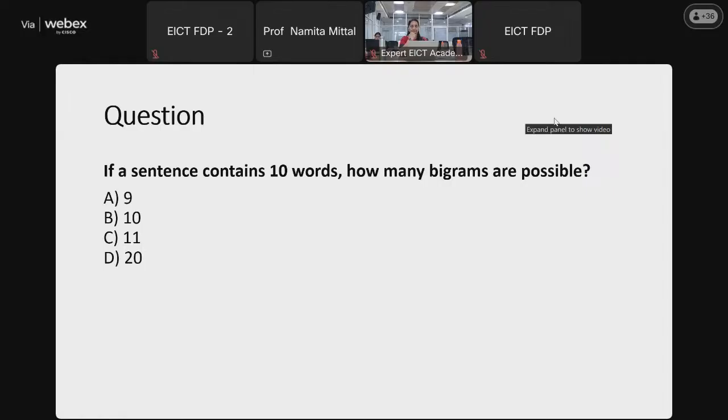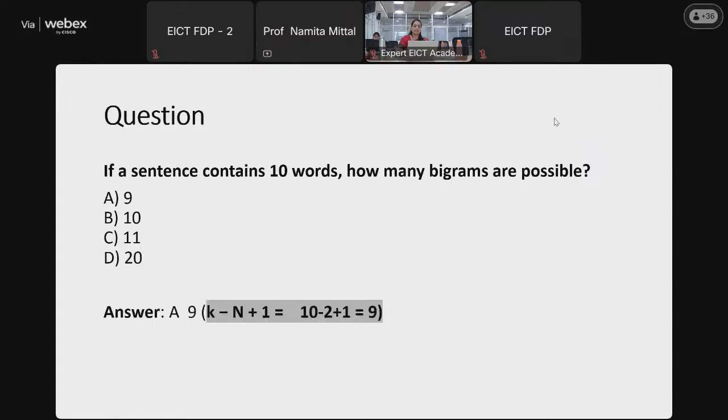Next question. If a sentence contains 10 words, how many bigrams are possible? Again, the formula is k minus n plus 1. What is k? K is 10 and for a bigram, n is 2. So it would be 10 minus 2 plus 1. That is A. Yes, right. So the answer is A, 9. That is k minus n plus 1, equal to 10 minus 2 plus 1, that is 9. I hope it's clear.